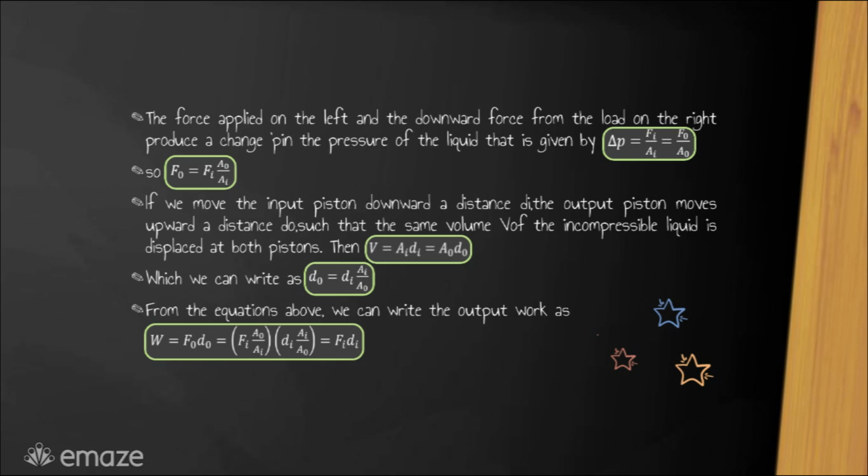If we move the input piston downward a distance, which we can write as di, the output piston moves upward a distance, which we can write as do, such that the same volume of the incompressible liquid is displaced at both pistons. Then volume equal to Ai di equal to Ao do, which we can write as do equal to di Ai per Ao. From the equation above, we can write the output work as work equal to Fo do equal to Fi Ao per Ai, di Ai per Ao equal to Fi di.